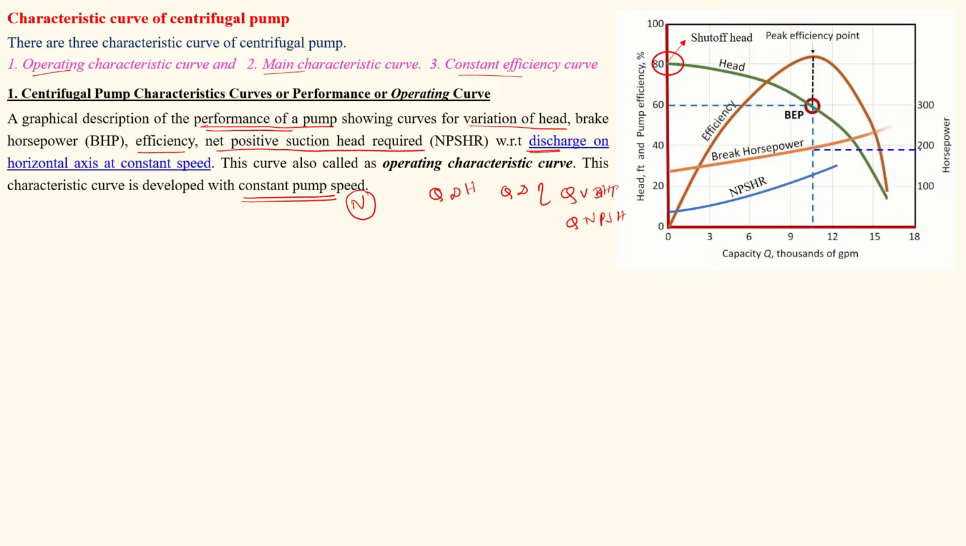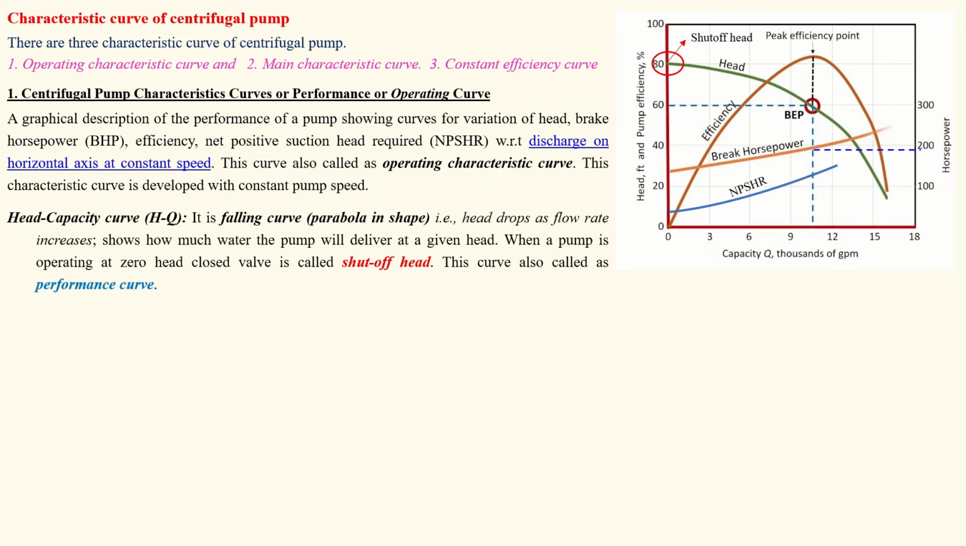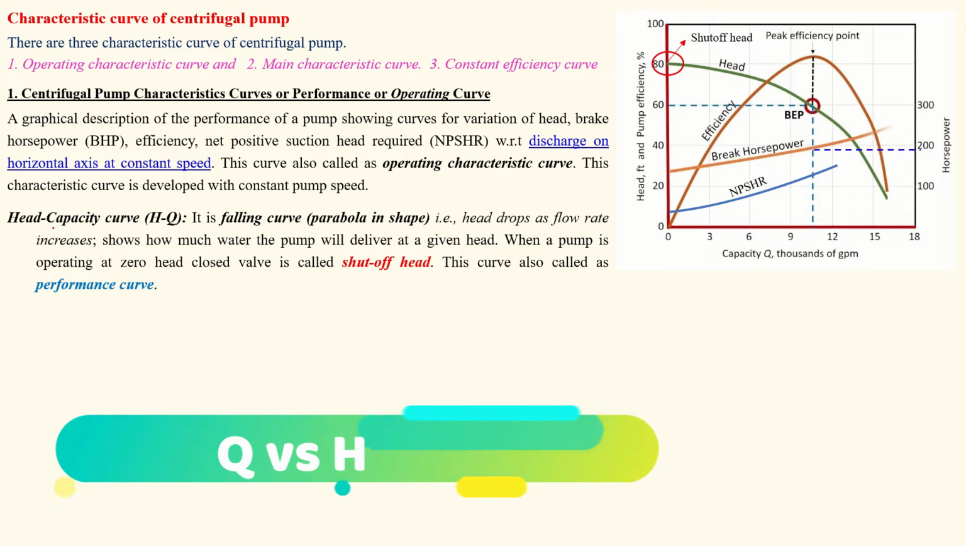So in this condition, we analyze what happens to the discharge, the head, and the power. That is called the operating curve. So let us see one by one. Now case 1, head and capacity.